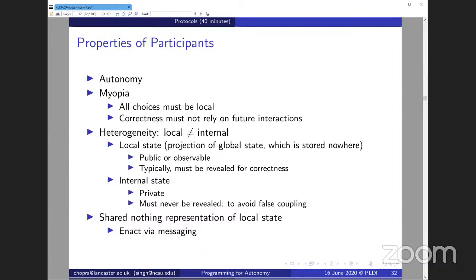But that's just an example. In general, there are other reasons for holding information internal. It could be actual reasons of user privacy. You don't have to tell me your medical history to buy a pencil from me. So that information is never relevant, but it may have some bearing on it.